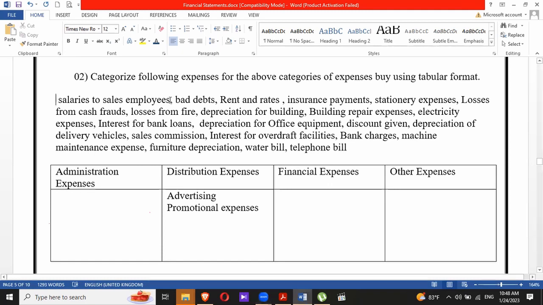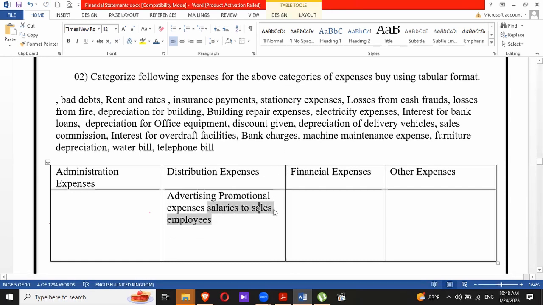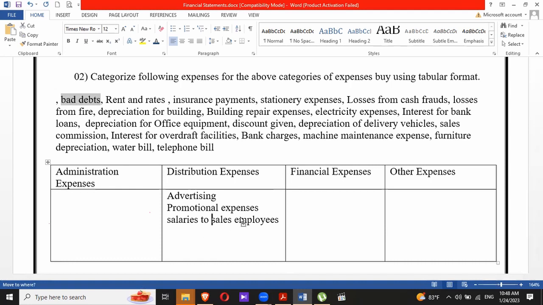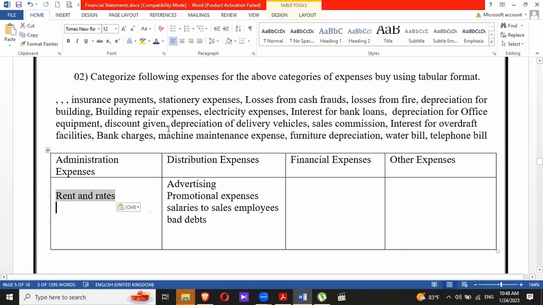Salaries to salesperson. I told you if it is specifically mentioned as salaries to sales employees, sales personnel, salaries to sales division staff, likewise, it comes under distribution expenses, right? Otherwise, generally, salaries and wages simply come under administration expenses, right? Next one, bad debts. Bad debts also come under distribution expenses.